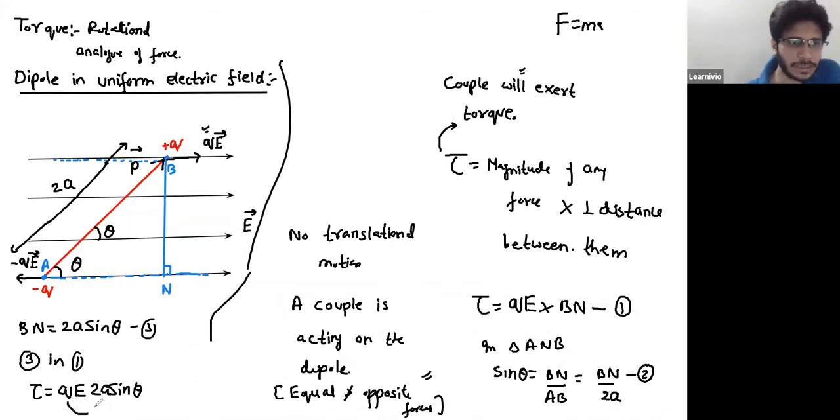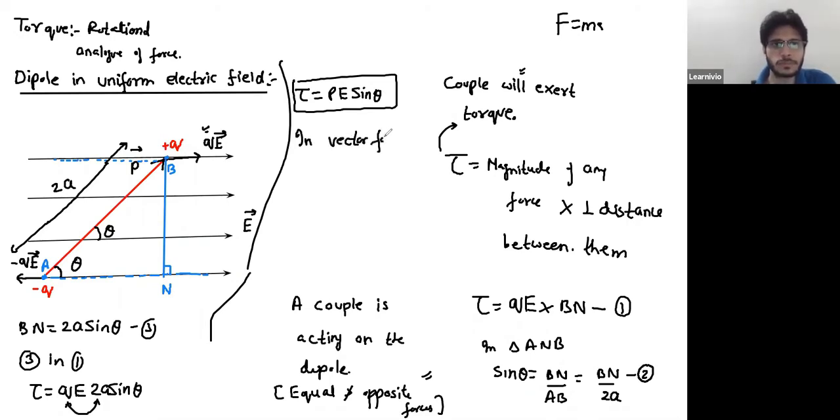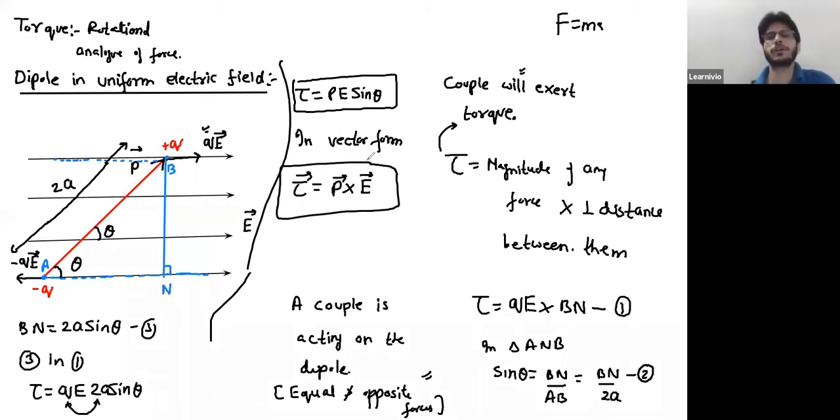And we can just combine this Q and 2A and write this as P. So your torque is PE sine theta. This is the torque acting on the dipole, which is PE sine theta. In vector form, you can write this PE sine theta as P cross E.